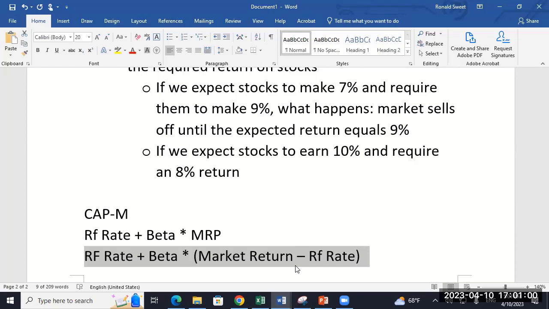Why are you doing that? It's a whole extra step. I mean, it's the market risk premium. You just use the market risk premium. But what they're coming up with is this number. So the market risk premium is this number minus the market risk-free rate.